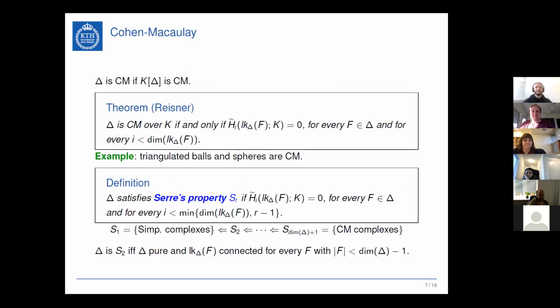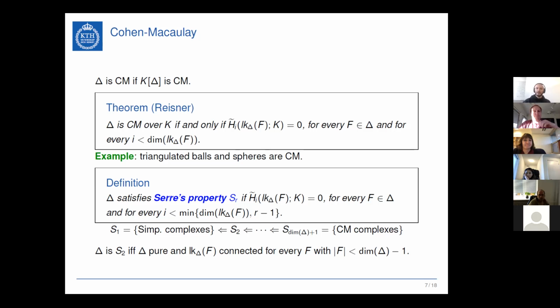Okay, so I told you what Cohen-Macaulay means for a ring. We can translate this into simplicial complexes by declaring that delta is Cohen-Macaulay if its Stanley-Reisner ring is a Cohen-Macaulay ring. But if we don't want to go through algebra, we can use a criterion by Reisner, which gives a very simple homological description of what it means for a simplicial complex to be Cohen-Macaulay.